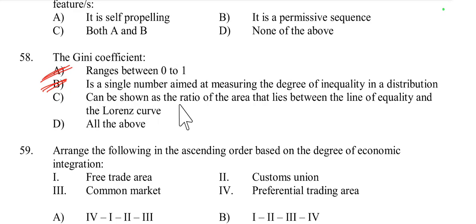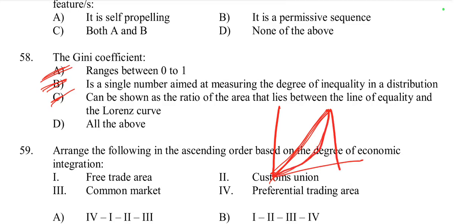Then it can be shown as the ratio of the area that lies between the line of equality and the Lorenz curve. Yes, line of equality and Lorenz curve. So this is the line of equality, the perfect 45 degree line, and this is the Lorenz curve, and it shows the gap between the Lorenz curve and the equality line. Gini coefficient shows the gap, how much gap. So all of these are right options.